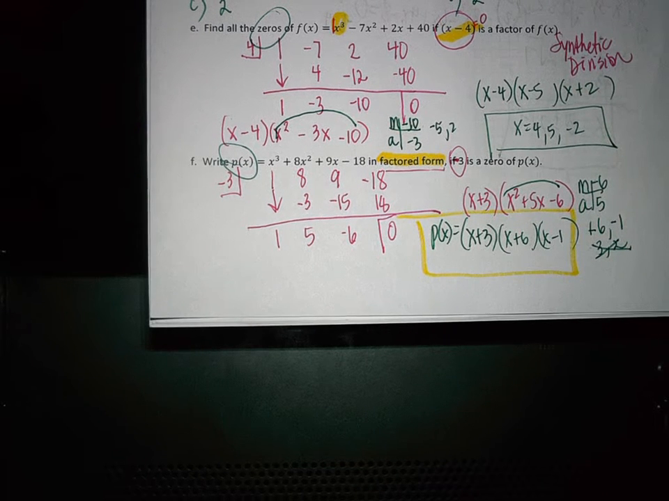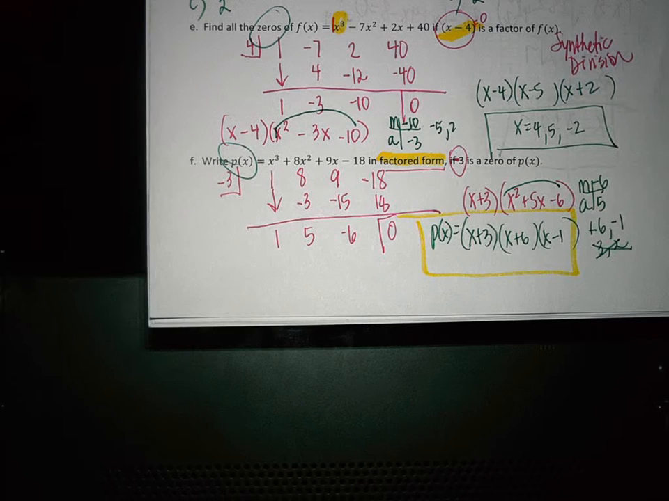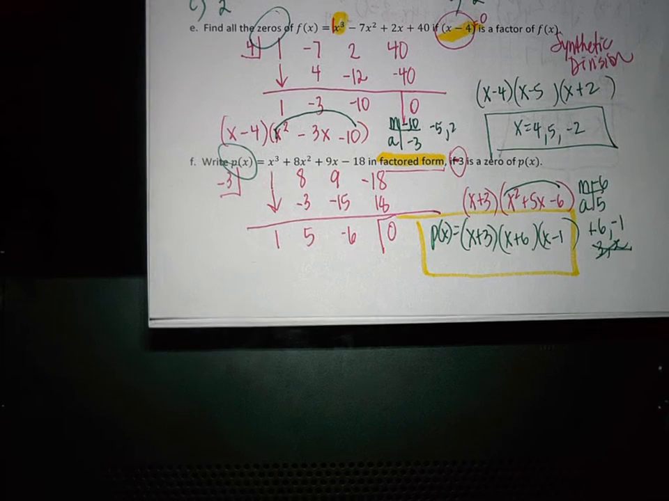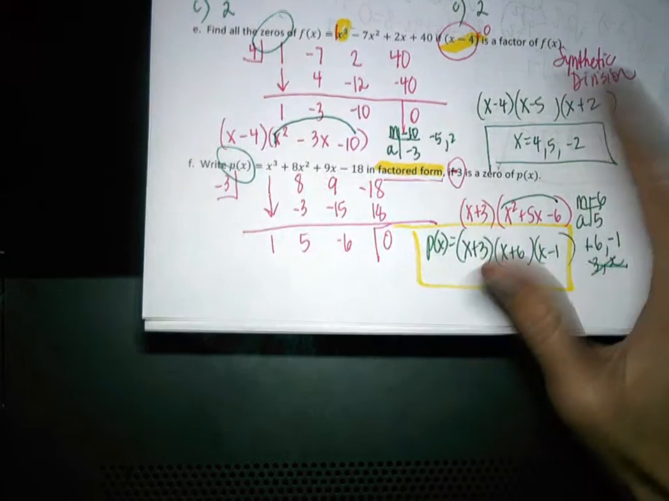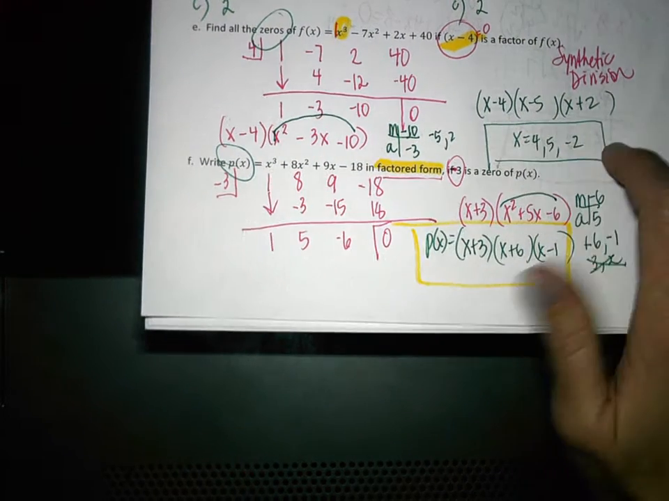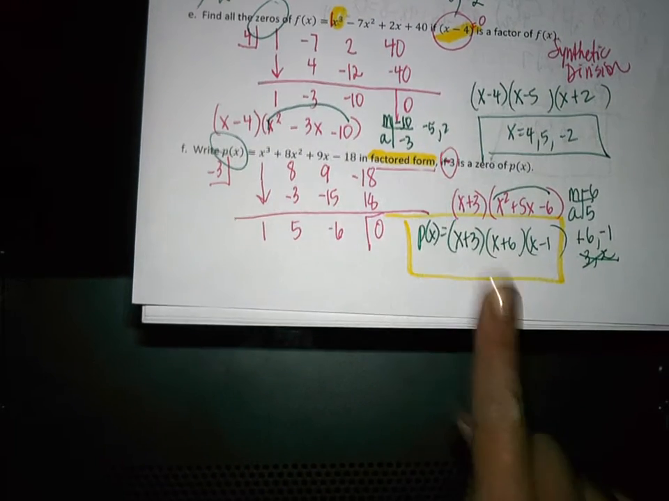Yes? Why is that for the first, take them out of the parentheses? So this one said find the zeros. So when you're finding the zeros, once it's factored, you set them equal to 0. Those are where they intersect. This one said factored form, so we just left it like that.